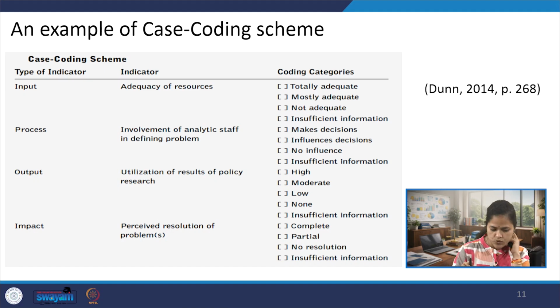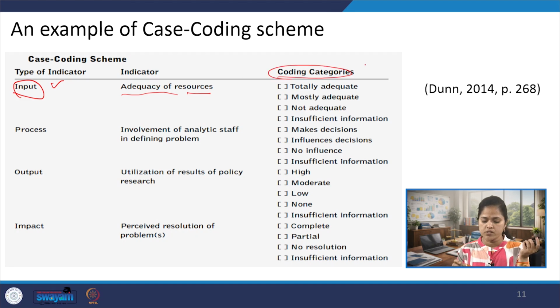So what is this case coding scheme? As I told you, it follows some classification mechanisms based on some indicators. Here we can say what types of indicators we have to take into account. It may be in terms of input, process, output and impact. So for input, what are the indicators that can be taken? Let's say adequacy of resources. And what would be the coding categories?